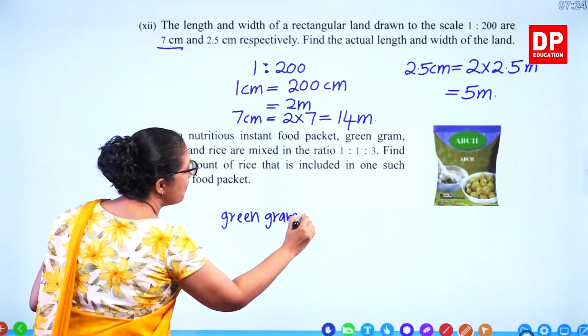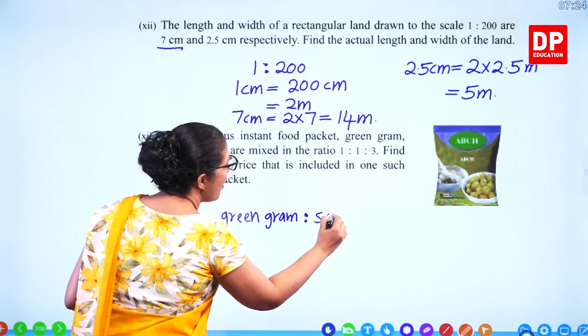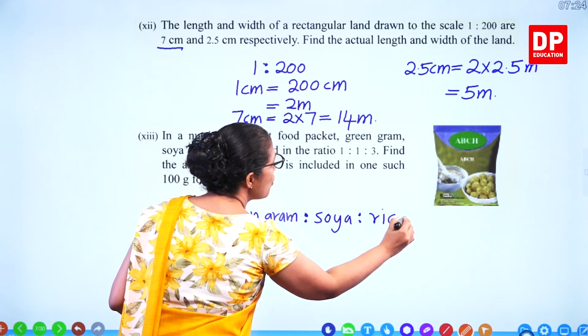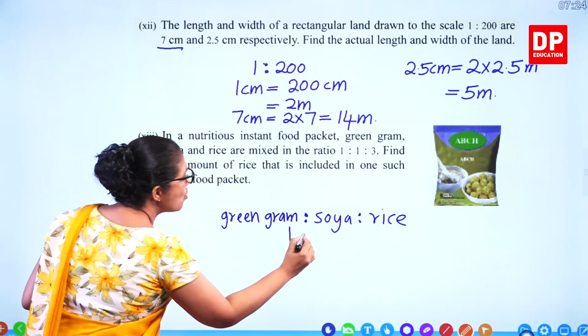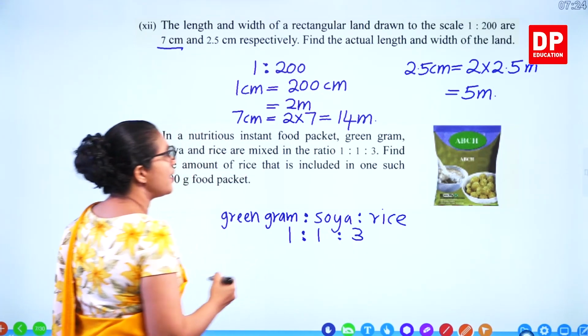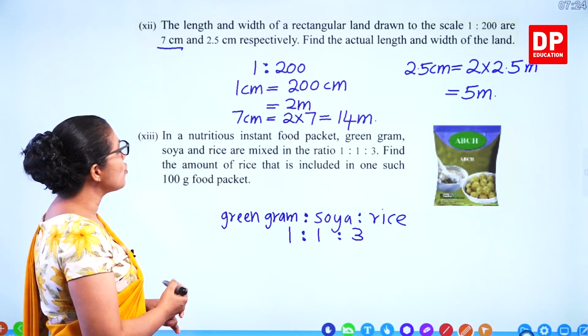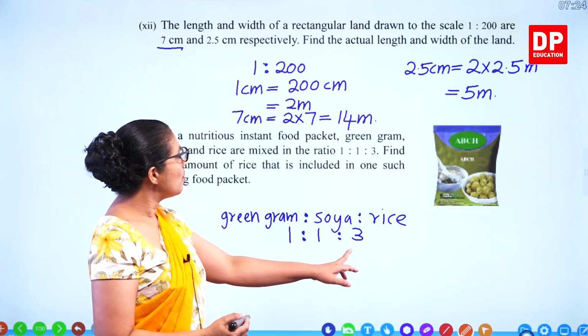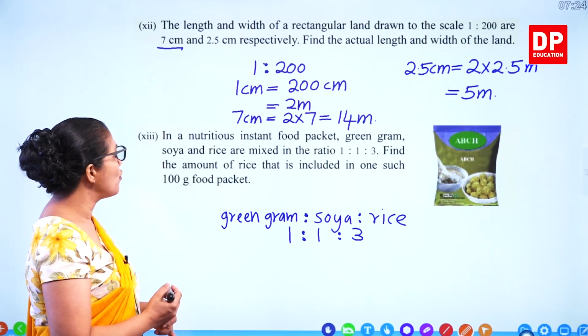Green gram, soya and rice. What's the ratio? 1 to 1 to 3. Find the amount of rice. That means here that is included in one such 100-gram food packet.